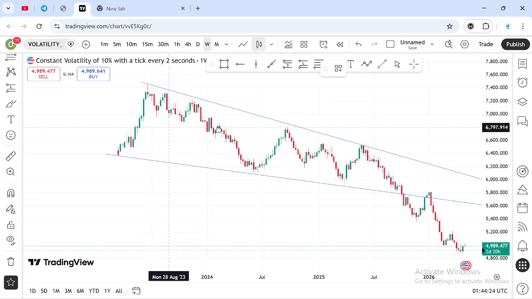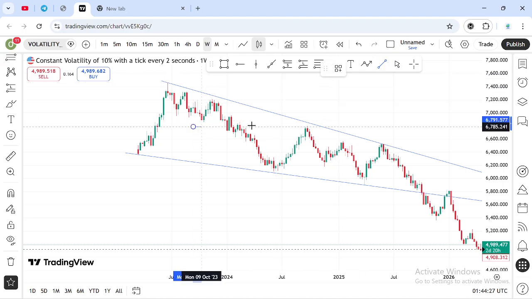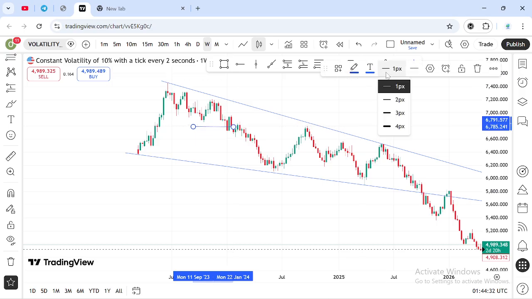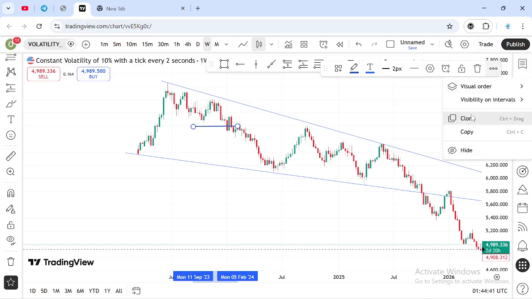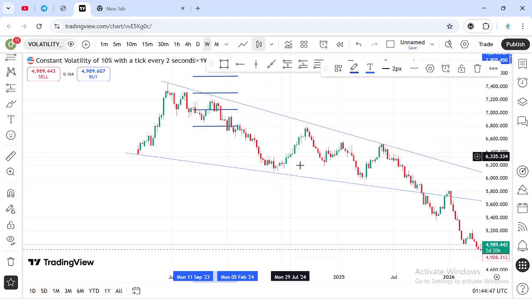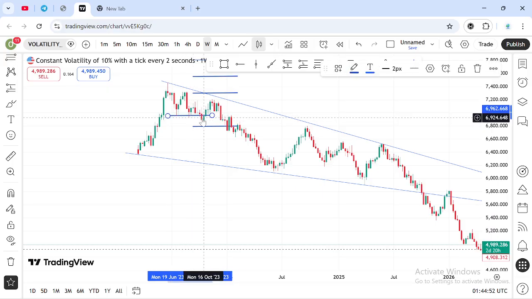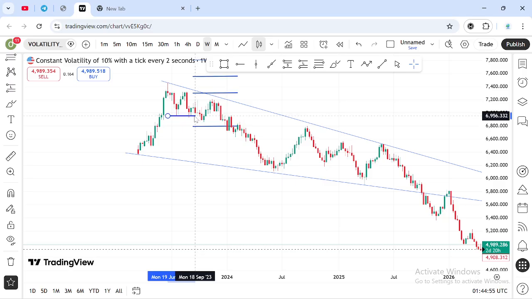Here now, let me see if I can make this a little bit thick. Then what I would do is clone it a lot so we can use it multiple times. What I want to use this for is to mark the break. We have a break of structure here. There's a point of break of structure here. Before this one, you can see there was a break of structure here.